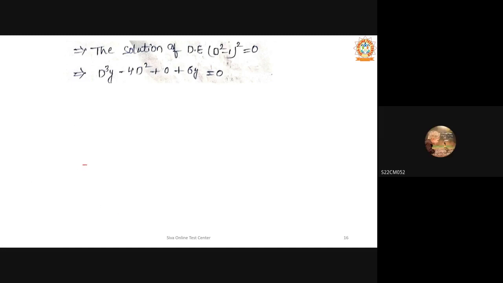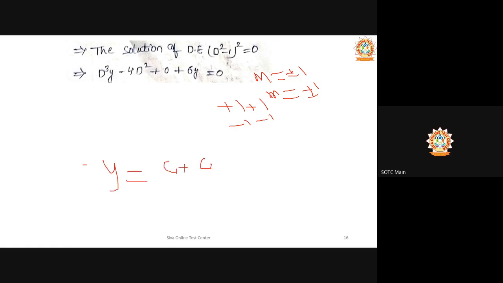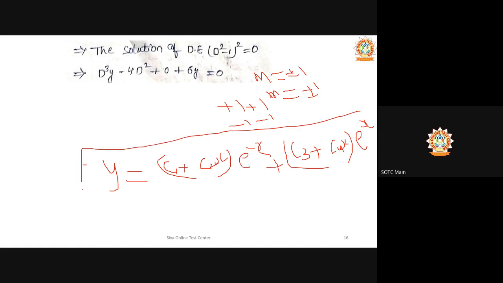Plus or minus 1, sir. It's plus or minus 1. Very good. So m is equal to plus or minus 1. Only 2 roots. What about the other 2 roots? That also plus or minus 1. Right? So you put plus 1, plus 1: 2 roots are real and equal. Minus 1, minus 1. So the general solution is y equals (c1 plus c2x) e power minus x plus (c3 plus c4x) e power x. So this is your general solution.